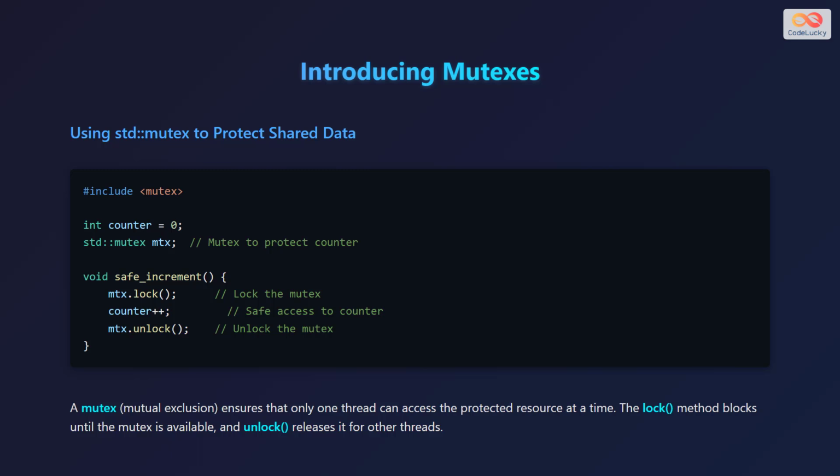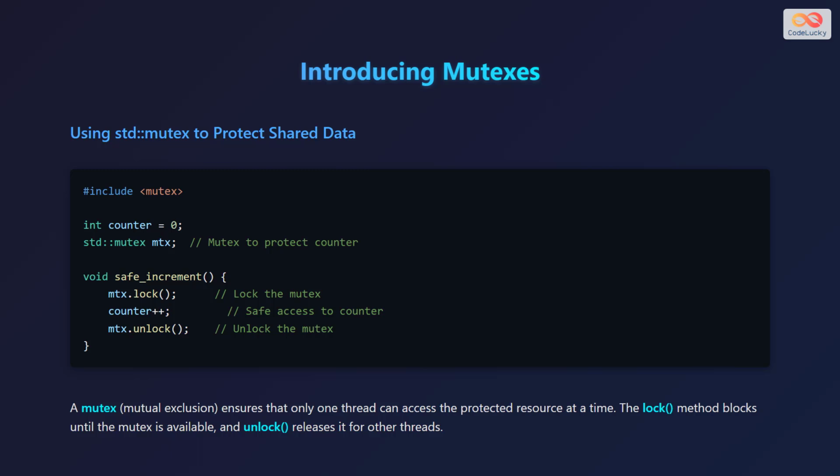Now let's introduce mutexes, which stands for mutual exclusion. Mutexes are used to protect shared data in multi-threaded environments. Here's an example that includes the mutex library. An integer variable counter is initialized to 0, and a std::mutex variable mtx is declared to protect the counter.